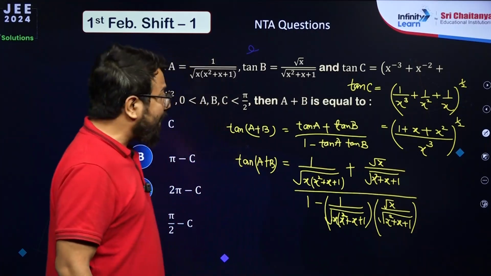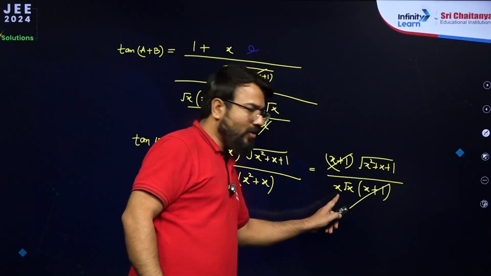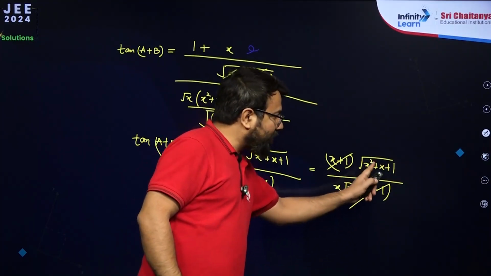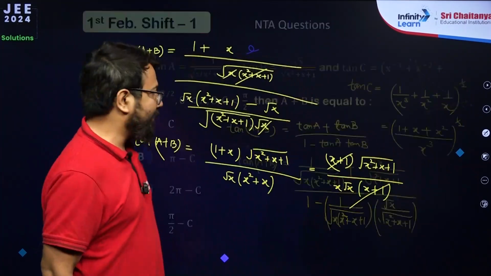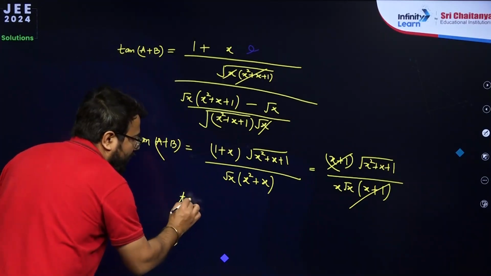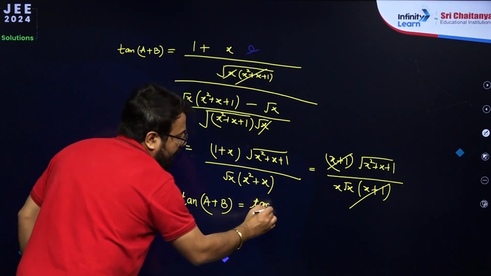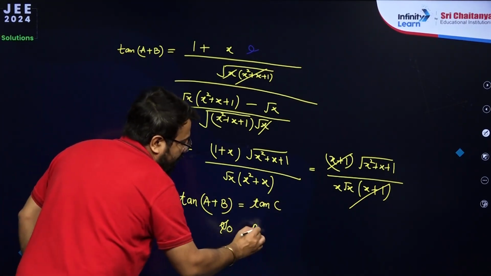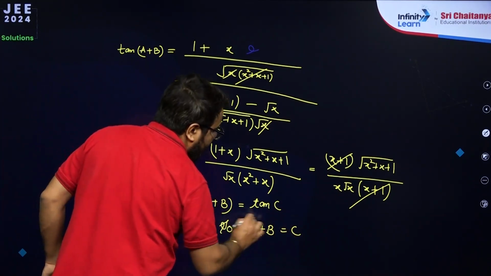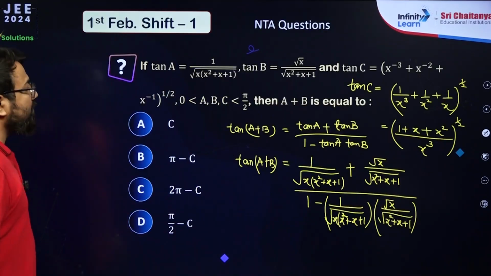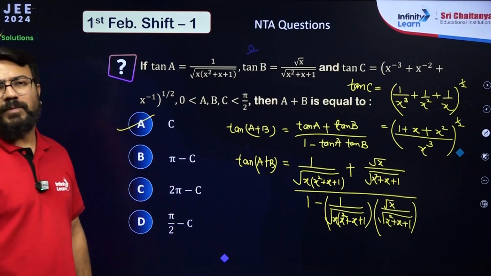So my dear students, can't you find the expression that we have obtained? Here the denominator is x raised to the power 3 by 2. Here the numerator is x square plus x plus 1 raised to the power 1 by 2. It is quite similar to this expression, exactly the same. So basically we have got that tan of A plus B will be equal to tan of C. So by the comparison, because A, B, C all are between 0 to 90, that is why A plus B is equal to C. So my dear students, what they have asked is the value of A plus B. So the value of A plus B will be equal to C. Option A will be the final answer.